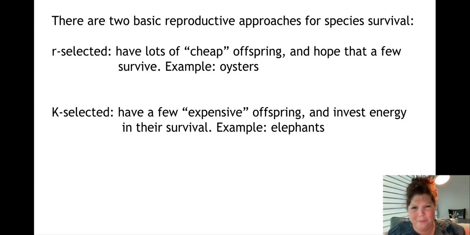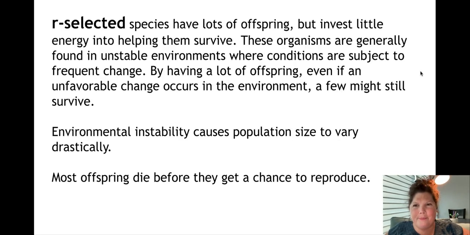So two examples here. R-selected, oysters. K-selected, elephants. So let's talk about these. All right, with R-selected species, as I mentioned, they have so many offspring. So we're talking hundreds, could even be thousands. They are reproducing all the time to just send them all out there, knowing that most of them are not going to survive. Generally, these are found in unstable environments where these conditions are always changing.